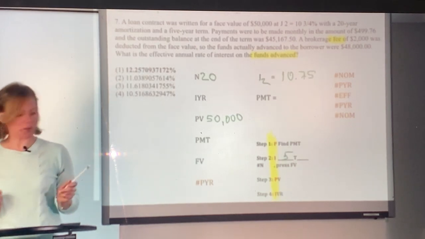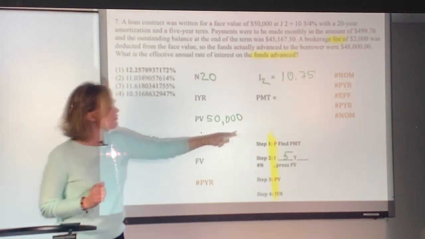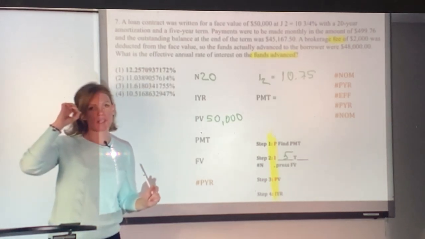Then we have payments and the outstanding balance. I don't want you to put payments in here. And I don't want you to put the outstanding balance in here. I want you to find your own payment, okay? And when you're looking for the payments, your future value has to be 0, okay?